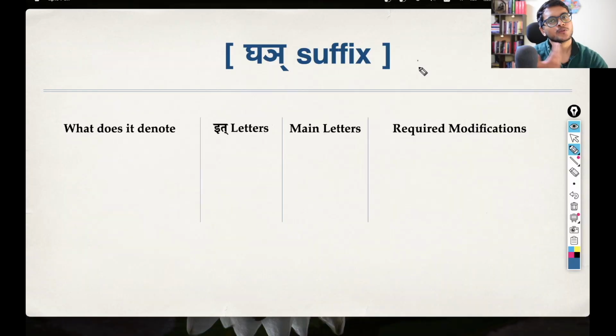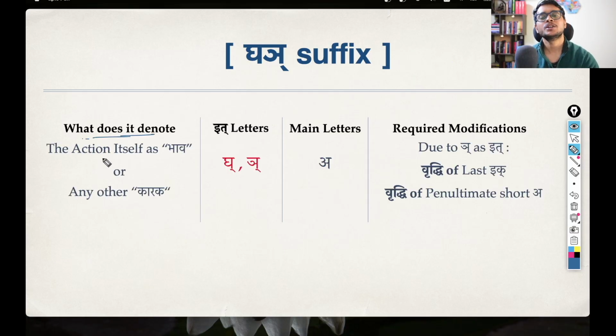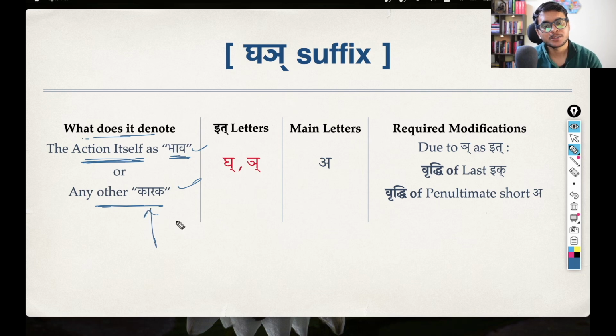If you are directly coming to this video, first complete the previous video, because in this particular video we are just covering the remaining two suffixes in line with what we covered in the previous video. So first cover that, then come to this video. Okay, so similar to what we saw in the previous video with the lut suffix, this particular suffix, the ghain suffix, denotes the bhava, that is the action itself, or it can also denote any other karaka. Both these points we covered in the previous video: what is the meaning of bhava, that is the action itself, and what we are implying with this any other karaka.